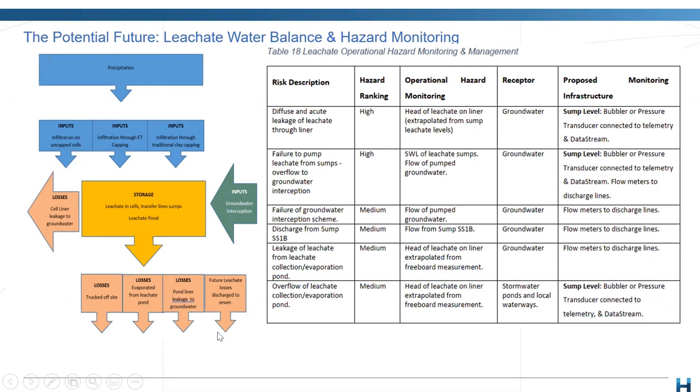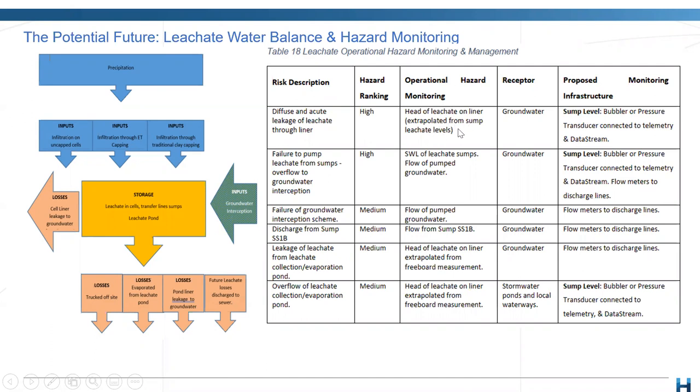And I think a sniff of what best practice might evolve to is knowing what those quantities are at any point in time and being able to monitor them and show the regulator that you're managing that flow of leachate from start to finish. In terms of identifying hazards and that sort of thing, this table on the right was also just an extraction from that report. But it does tie in reasonably nicely with the framework going forward, where you've got to identify your risks, you rank the hazards, and then you look at how you're going to monitor those hazards.